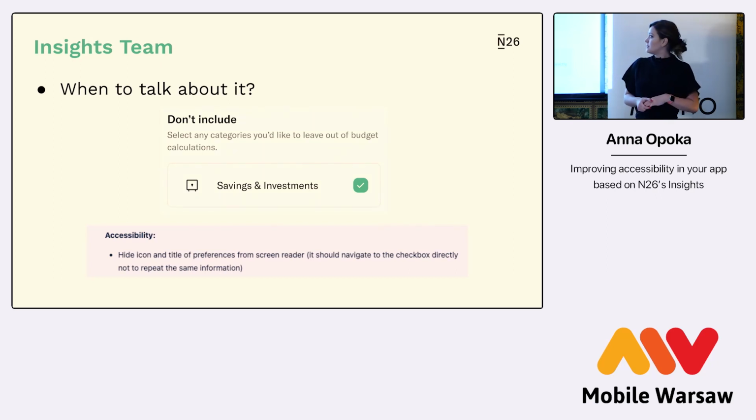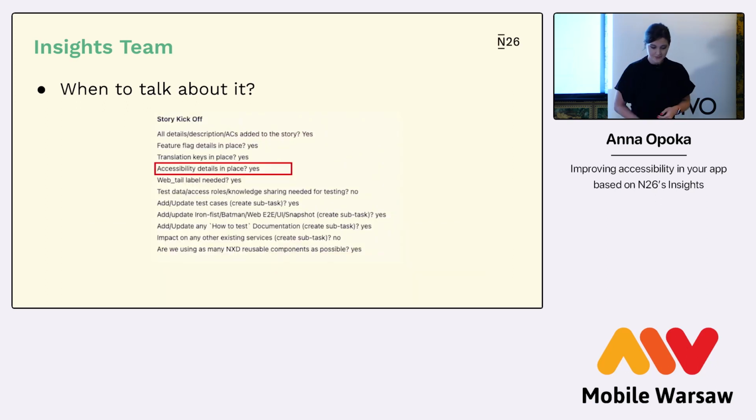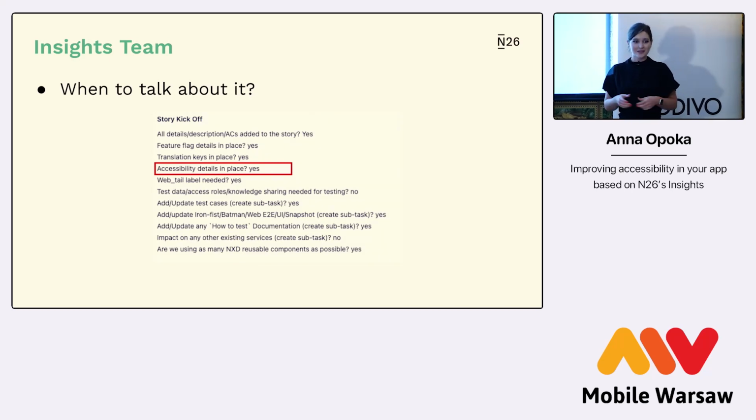And we end our kickoff meeting always with a set of questions to ensure that we didn't forget about anything. And one of the questions is about accessibility details. And having it in this template ensures that, first of all, no one is responsible for always bringing it up. It is just a part of the process, just another question that we ask. Same as we discuss the backend contract, feature flags, or, I don't know, new endpoints.